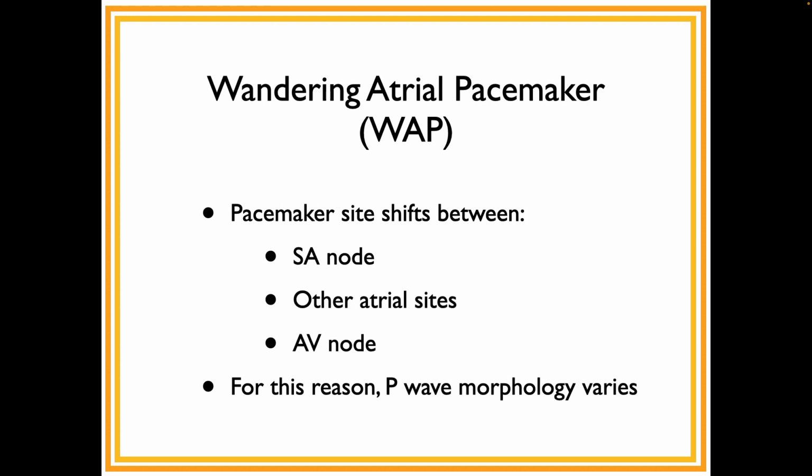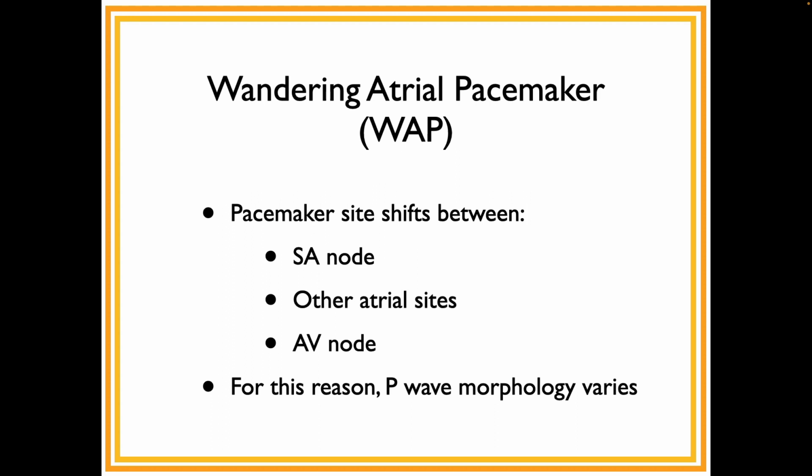Okay, everybody's favorite, wandering atrial pacemaker, which you can call WAP. People do. Wandering atrial pacemaker is exactly what it sounds like. The pacemaker wanders all over the place. It might start off in the SA node and fire off a few beats. Then it moves down in the atria and fires off a few beats. It may even go sit in the AV node for a while, fire off a few beats, and who knows, maybe it'll go back up. It just wanders all over the place.